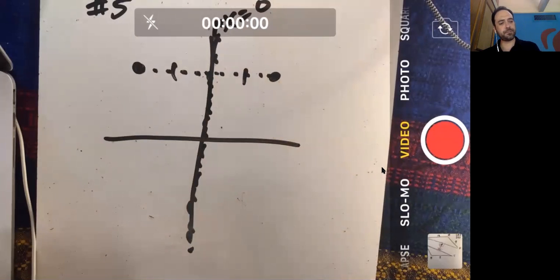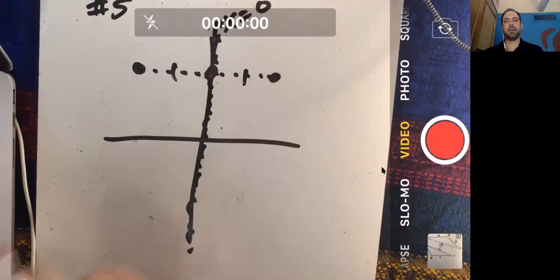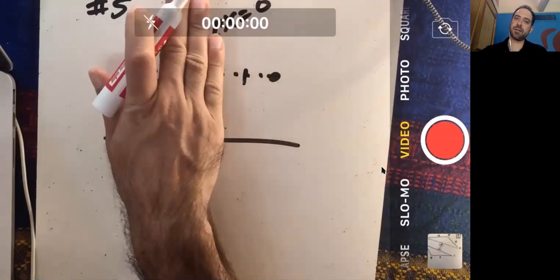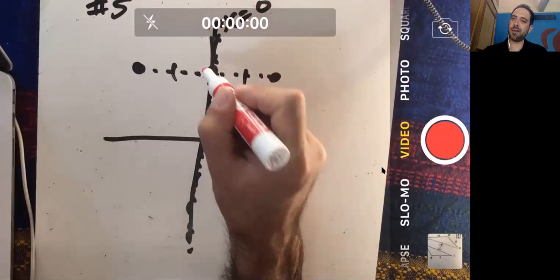But here's the thing. If the point is on the line of symmetry, you could think of it as if you folded a piece of paper, and the point is in the crease, it doesn't move. This point right here isn't going to move to the left or right because it's reflected across this line and the point is on the line.